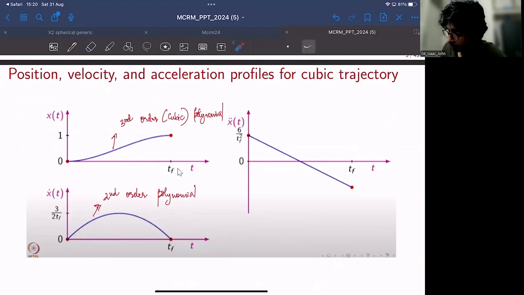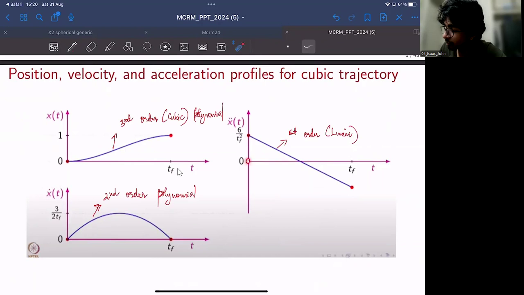Right? It starts from a zero velocity, and it gradually moves all the way, and at some point it reaches its maximum velocity, then it gradually decelerates. And this is our acceleration profile. This is nothing but a first order or a linear polynomial or a linear system.